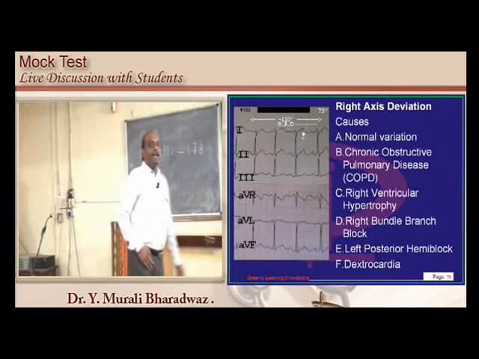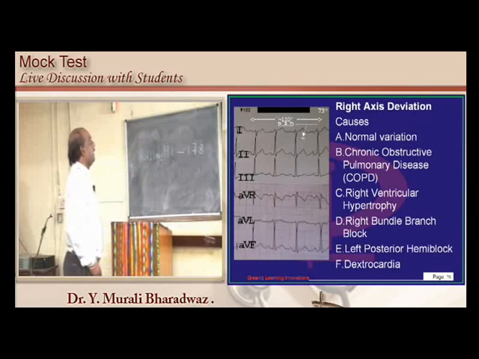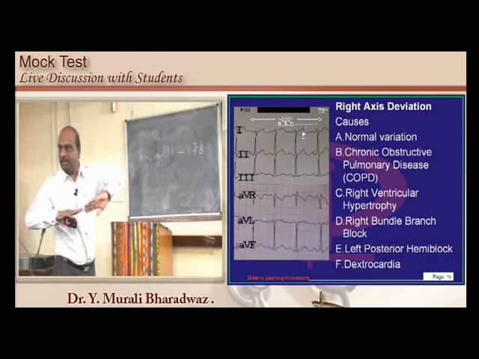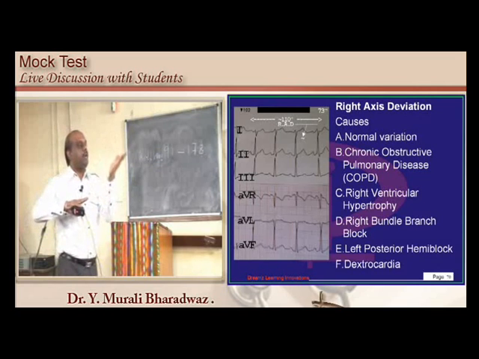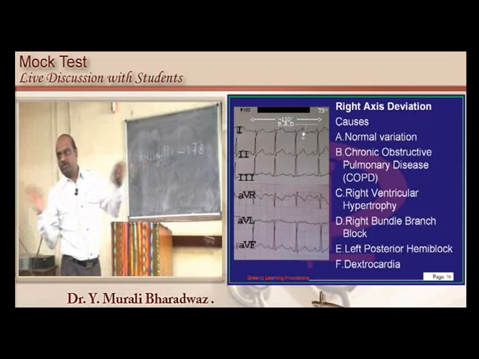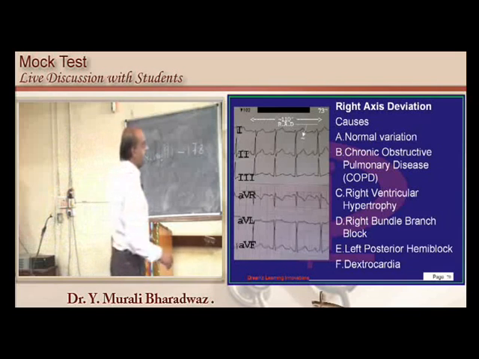How to recognize right axis deviation, doctor? Lead 1 and lead 3 you should look at. If lead 1 is pointing down, negative, and lead 3 is pointing up, positive, both of them are looking towards each other. But if lead 1 is positive and lead 3 is negative, they are leaning away from each other. So, a simple way looking at the ECG, you can decide right or left axis deviation.